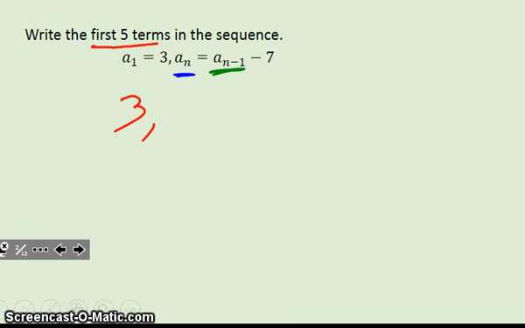Now, my recursive equation says that each new term is going to be got by taking the previous term and subtracting 7. That's what that says. So to get the second term, I'm going to take the first term and subtract 7. 3 minus 7 is negative 4. To get the third term, I'm going to take the second term and subtract 7. Negative 4 plus negative 7 is negative 11.